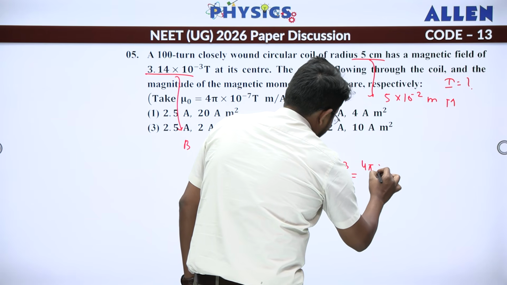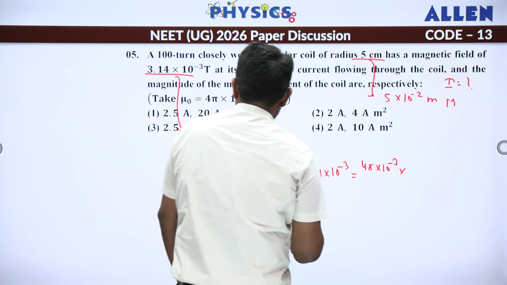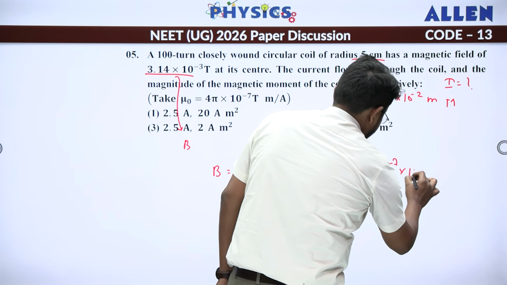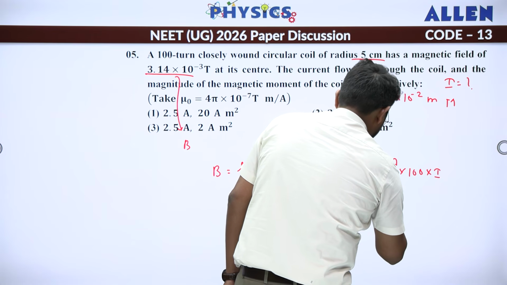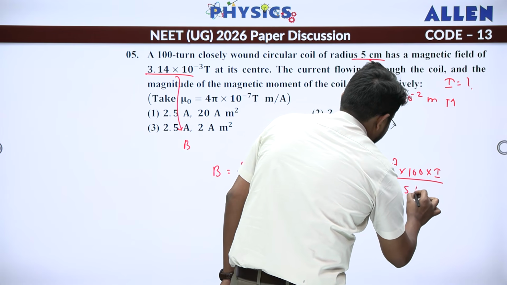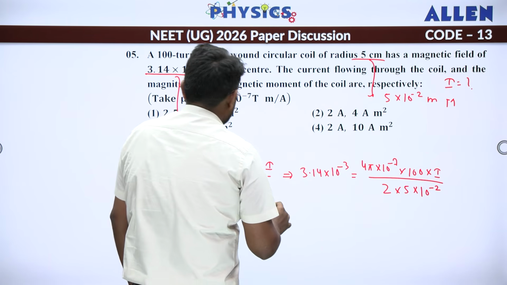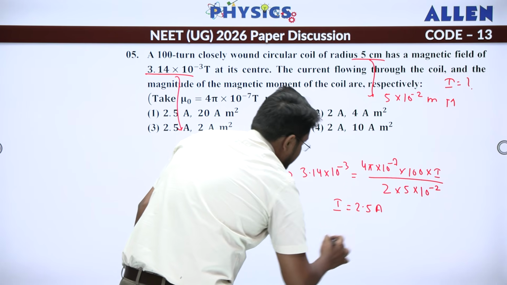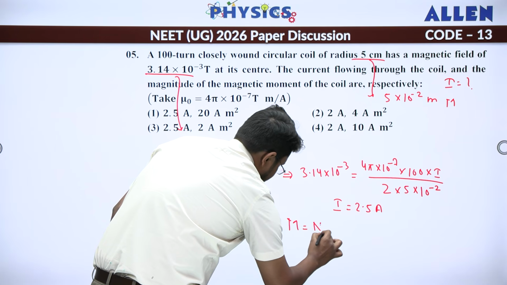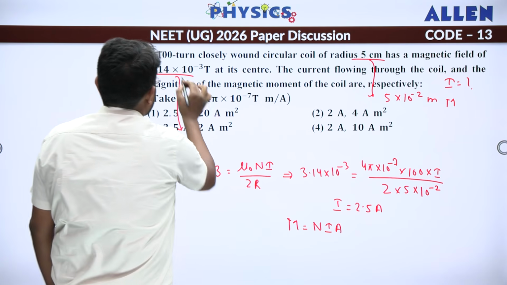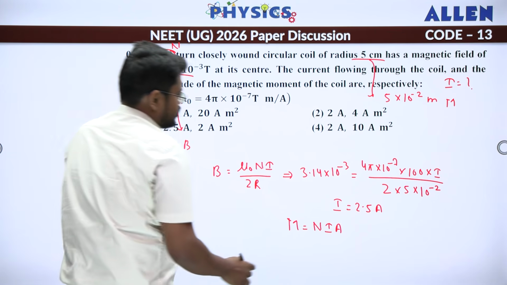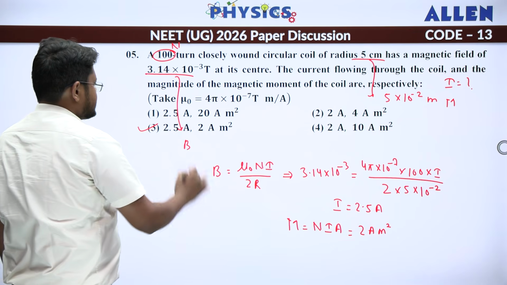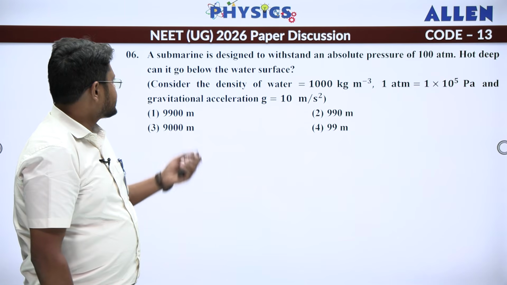Mu naught is 4 pi into 10 to the power minus 7, into N, which is given to us in the question, it is 100, into I divided by 2 into 5 into 10 to the power minus 2. If you solve this, the current is coming out to be 2.5 ampere. Magnetic moment will be equal to N I A. So N is 100, and again I we have got the value, so this will come out to be 2 ampere meter square. So for this the correct answer is the third option. Let's move to question number 6.